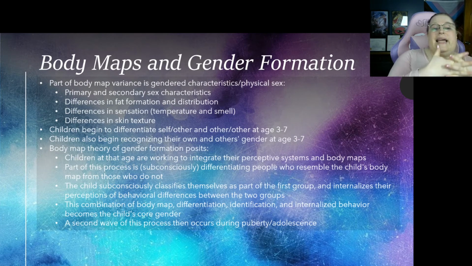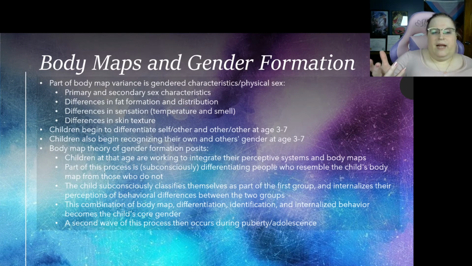There is then a second wave of this process during puberty and adolescence, because the body map has to kind of turn on a whole bunch of new priors as the body starts to change in puberty, and that in turn causes a second wave of this process of determining identity.